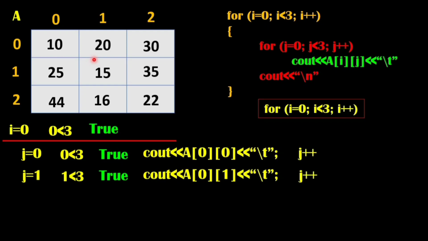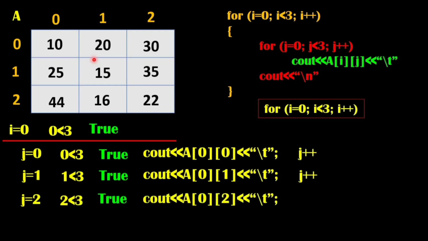j will be incremented then. j became 2. 2 less than 3 is true. Then cout a of 0 2 slash t. So a of 0 2 is 30. Then the j value will be incremented by 1. So j became 3 now. 3 less than 3 is false. So it will stop. So the j loop will stop there.